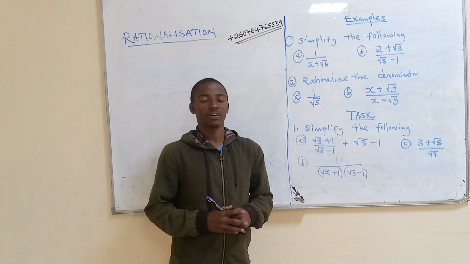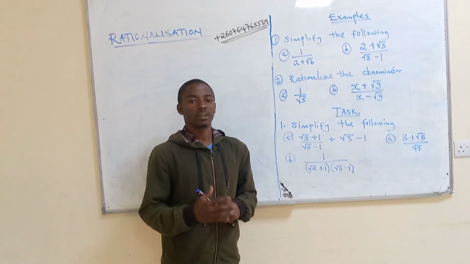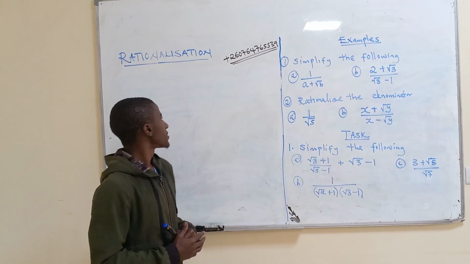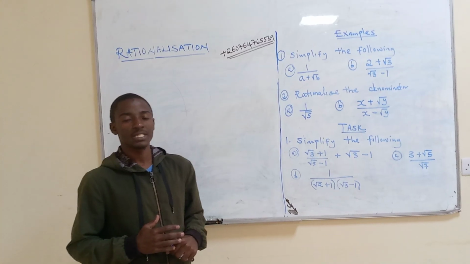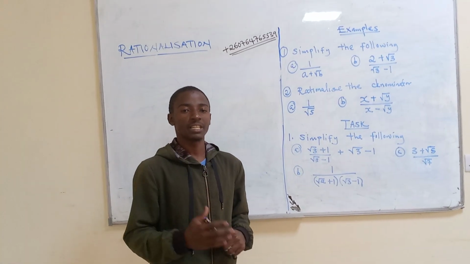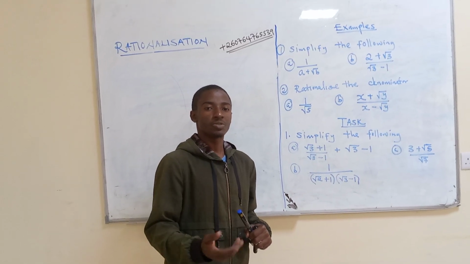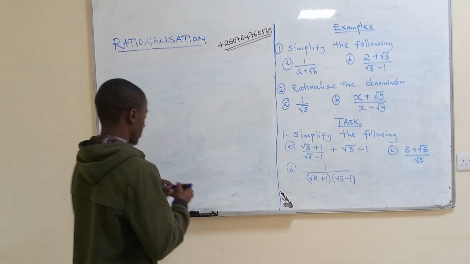My name is Murtura Enoch, and we are going to revise together conjugation or rationalization. So, what is rationalization? That is just the process of changing the denominator or the number of quotients, which is usually done by multiplying the conjugates.